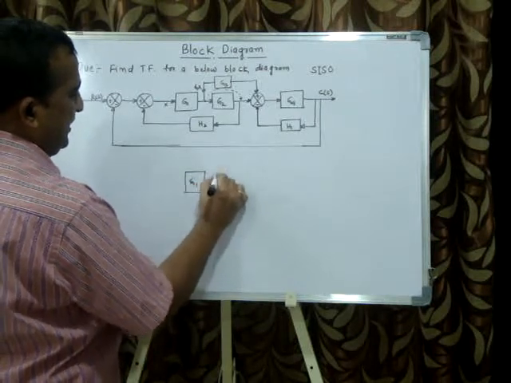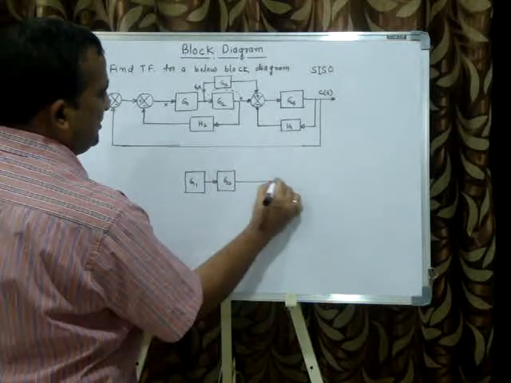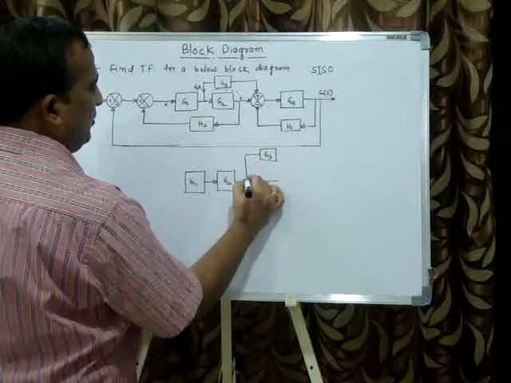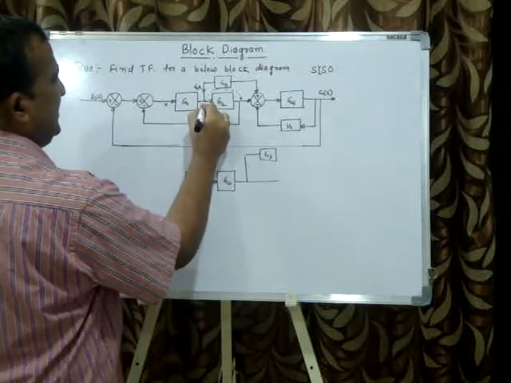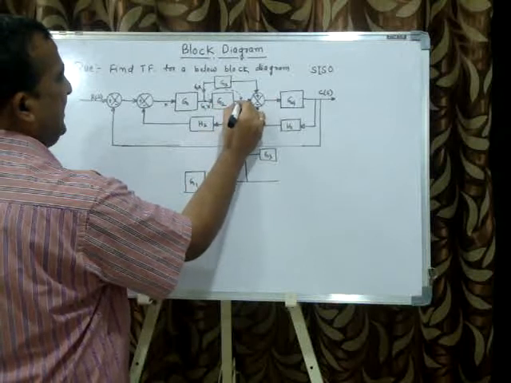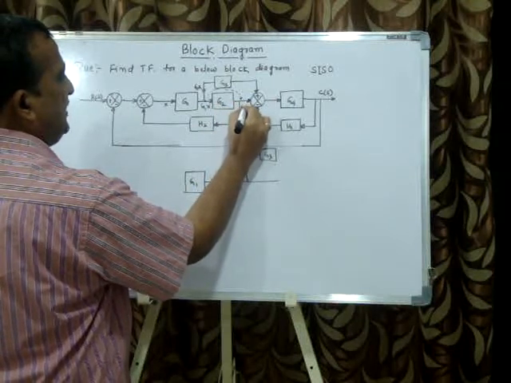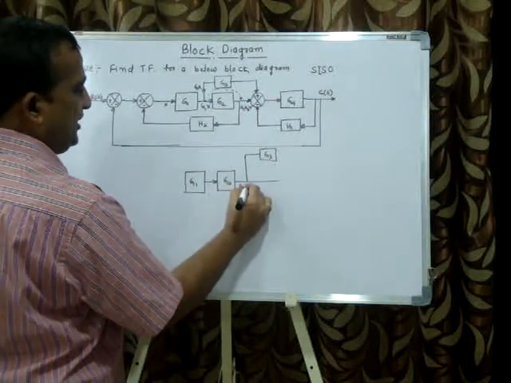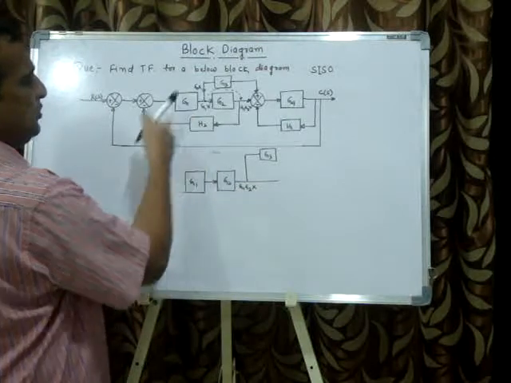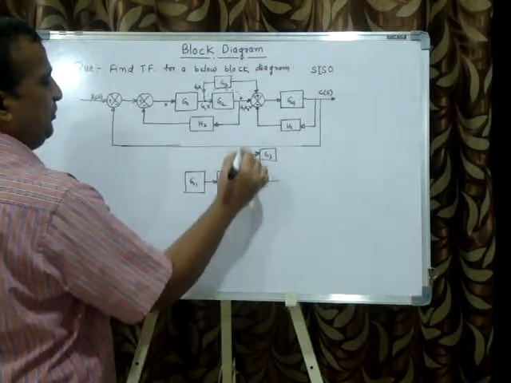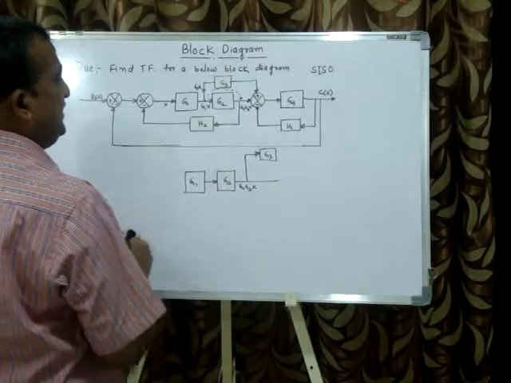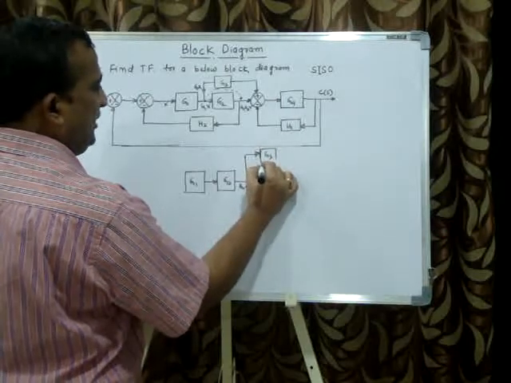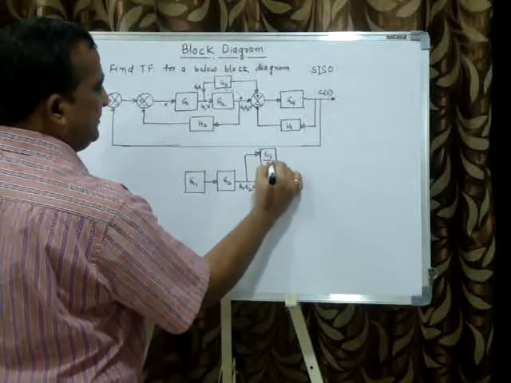Now I am shifting it here, after G1 and G2. So here G3. Now what am I getting here? Here G1X, and here I am getting G1, G2X. But I want G1X only as input to G3. G2 is unnecessarily coming to this side. So what I will do, I have to divide by G2 here.